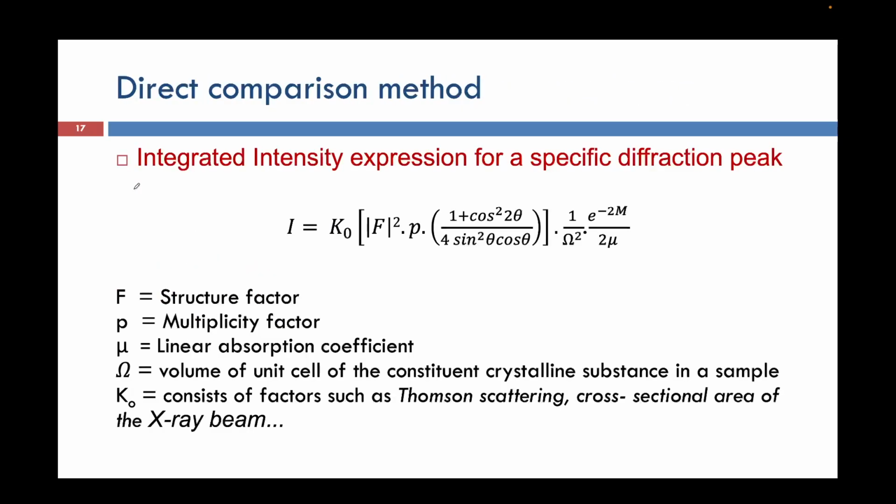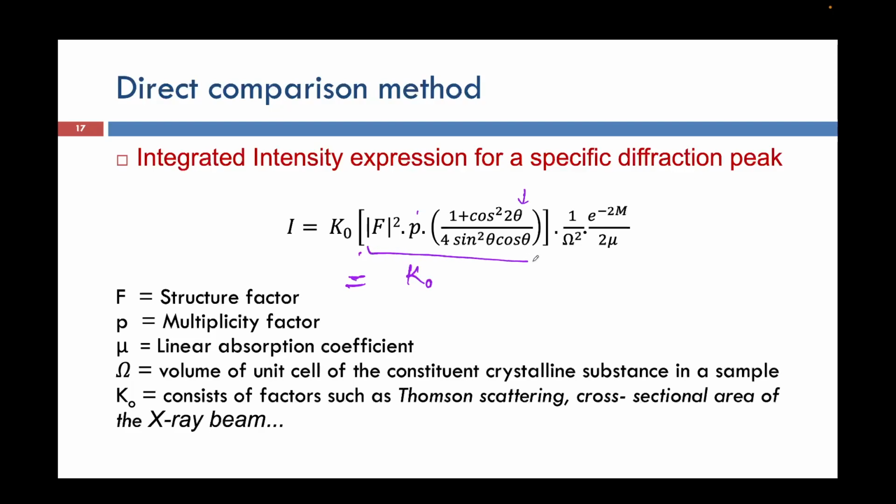So what do we mean by the direct comparison method? Here I am again mentioning the integrated intensity expression, I equals k naught f squared, taking into account the multiplicity factor and the structure factor. I know the structure factor for a crystal system is constant, and P is constant. If I know the theta value, then this term will also be constant.